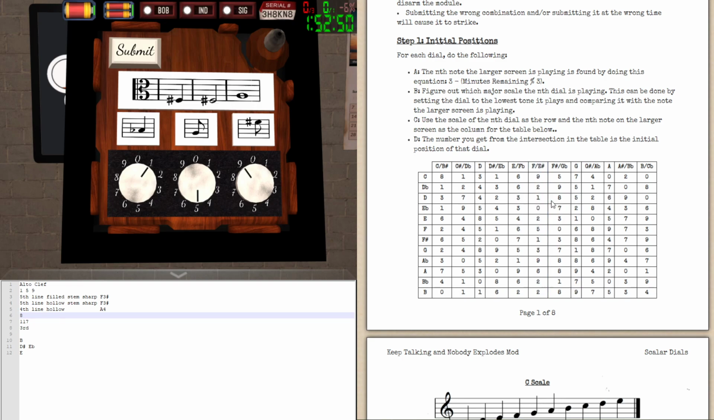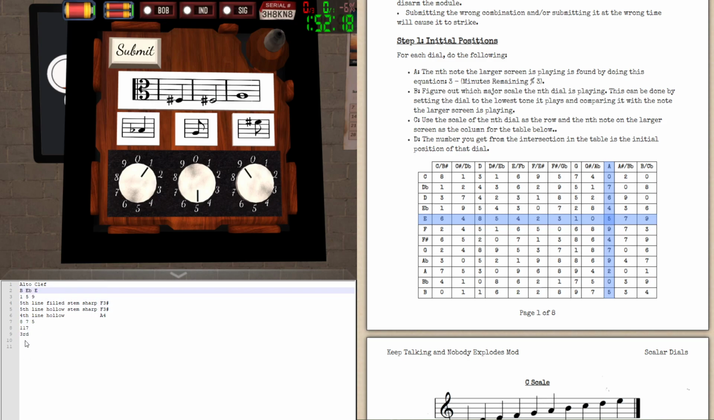So we're going to do F sharp again, but this time with D sharp or E flat. This time it's E flat, which just means it's the E flat scale. And that's going to be a 7. And finally, we have E being the scale, and A4 being our note here, which is going to be a 5. 8, 7, 5.